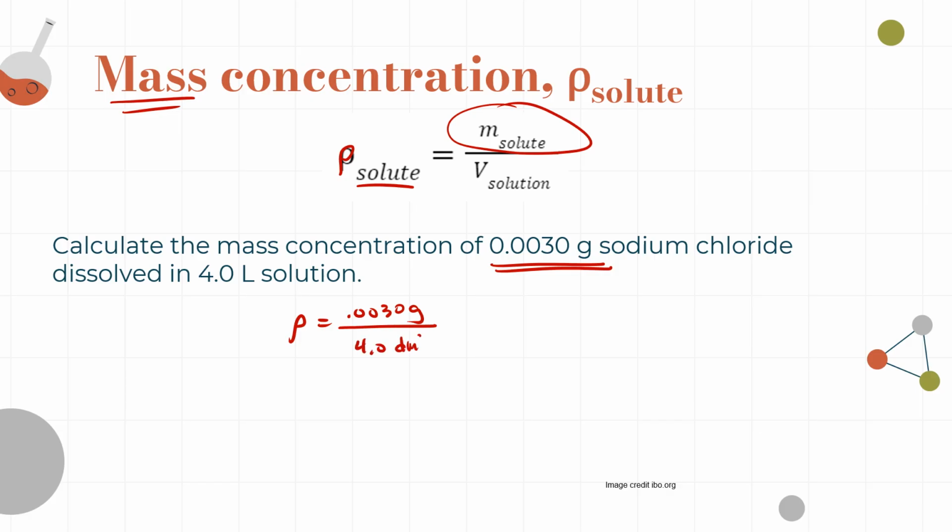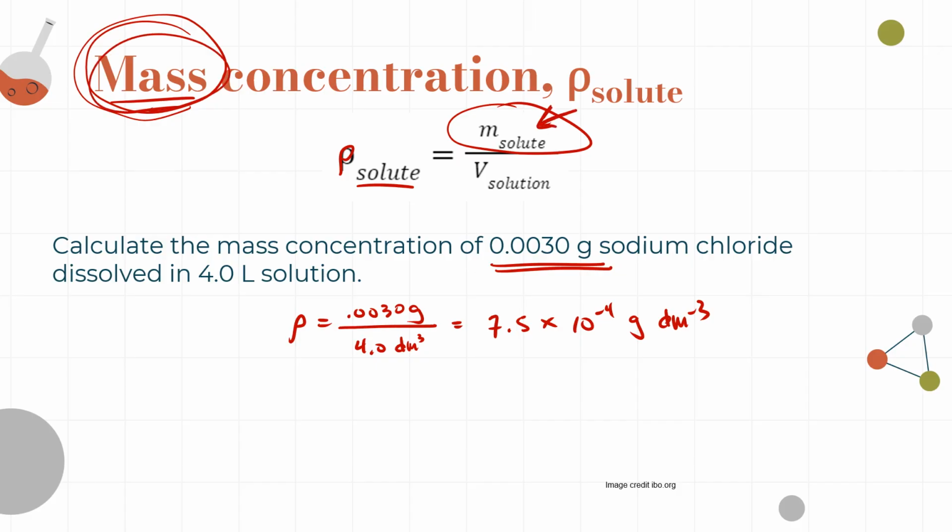Again, we like decimeters a little bit better. And so then when we do this division, 0.0030 grams divided by 4 cubic decimeters, which is the same thing as a liter, we're going to get 7.5 times 10 to the -4 grams per cubic decimeter. Easy peasy. Pay attention. Is your question asking for molar concentration or mass concentration? Molar concentration will be moles on the top. Mass concentration will be mass on the top.